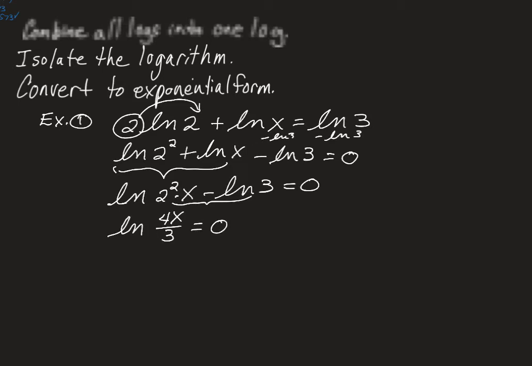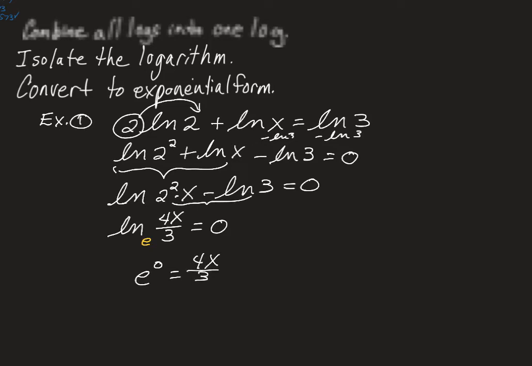Okay, so 4x over 3 equals 0. I have a single log now. I have isolated the logarithm in which my variable is trapped. So now I can convert to exponential form. I just have to remember that there's an understood base of e when I'm dealing with a natural log. So when I convert this to exponential form, I have e to the 0th power equals 4x over 3.